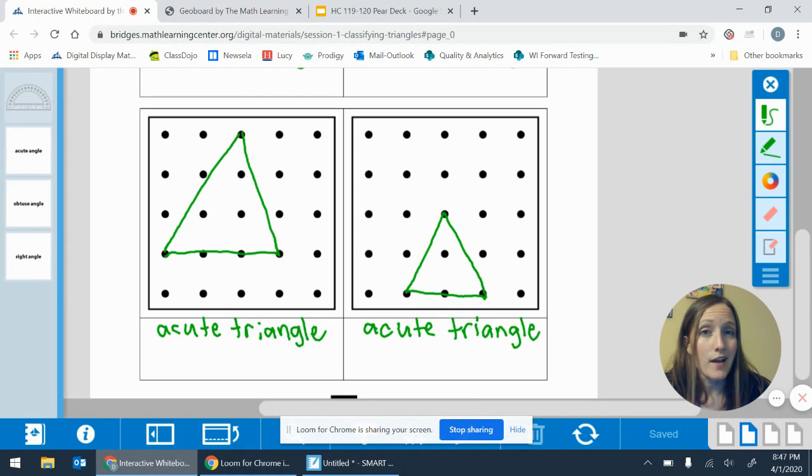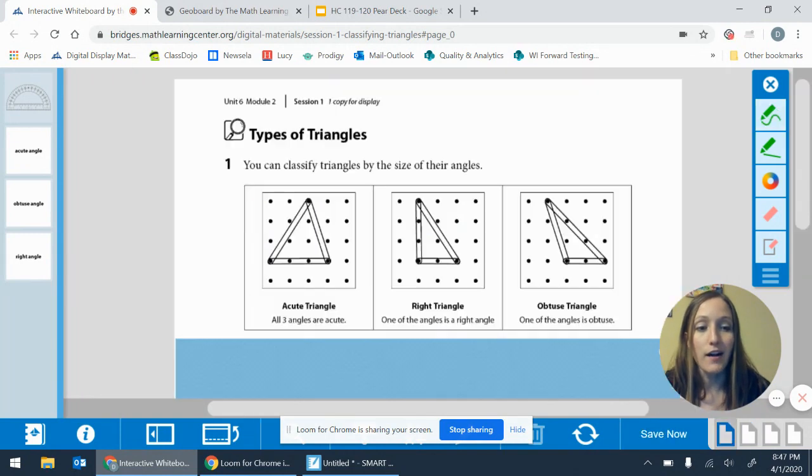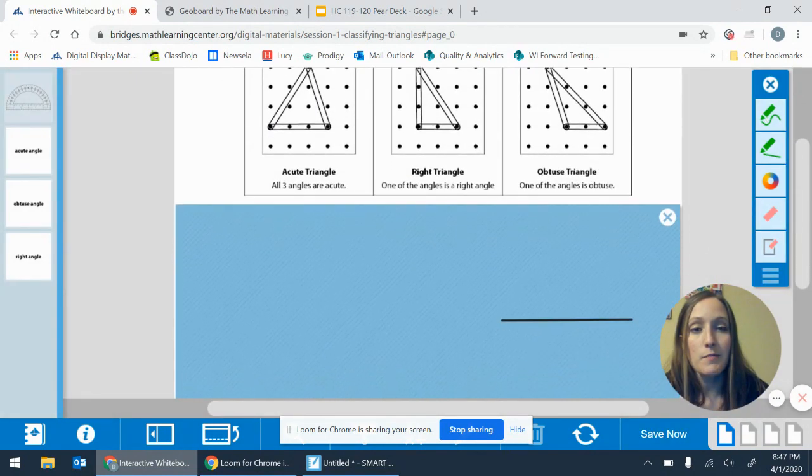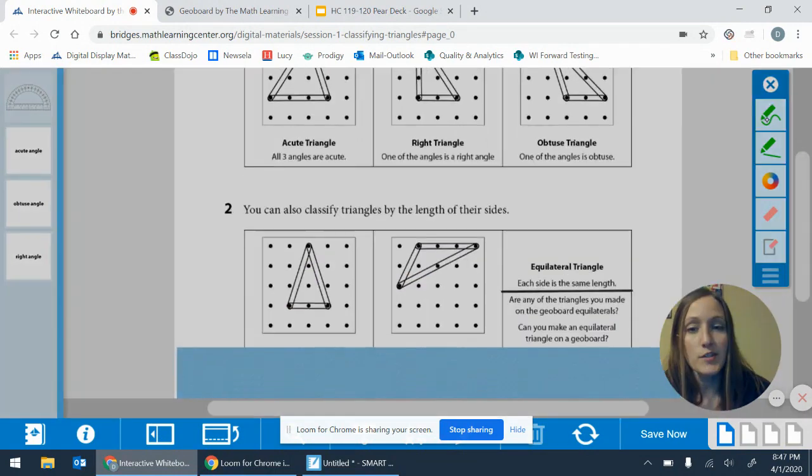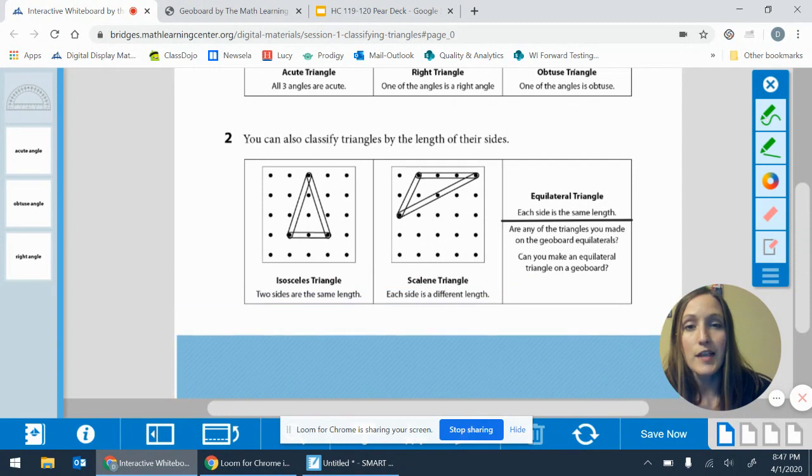You might have thought that we were done. We're not. We have another way to classify these triangles. We're going to jump back to our types of triangles, and as we do that, we're going to go to the bottom half of that golden sheet. And it says we can also identify or classify triangles by the lengths of their sides.